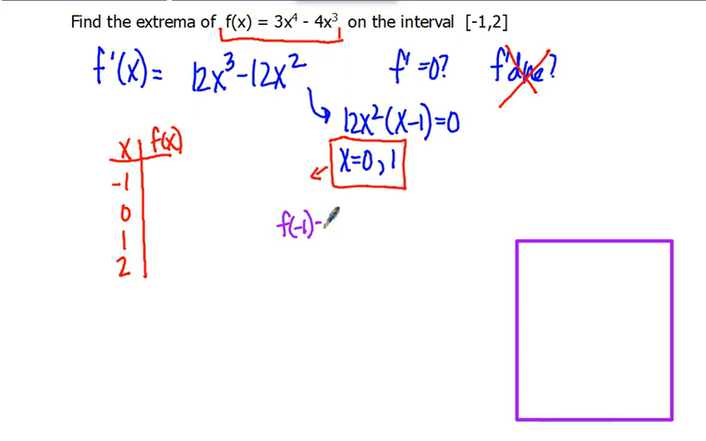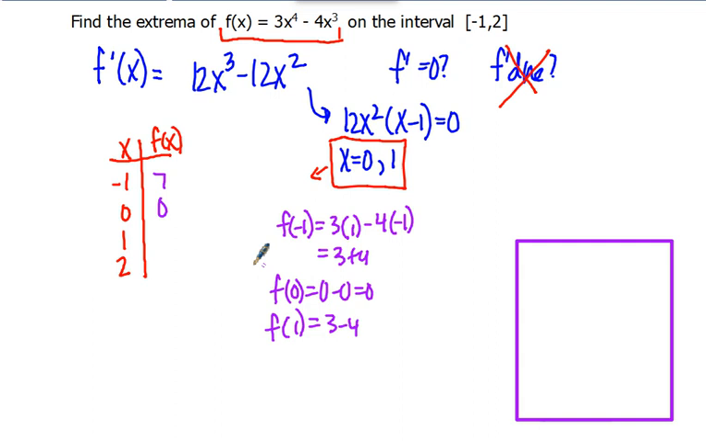So f of -1 is 3 times -1 to the 4th minus 4 times -1 cubed. So that's going to be 3 plus 4, that'll be 7. I plug in 0. f of 0 will just be 0 minus 0, or 0. f of 1 is 3 minus 4, or -1. And f of 2 is 3 times 2 to the 4th, which is 16, minus 4 times 2 cubed, which is 8. So this is 48 minus 32. So that's going to be 16.